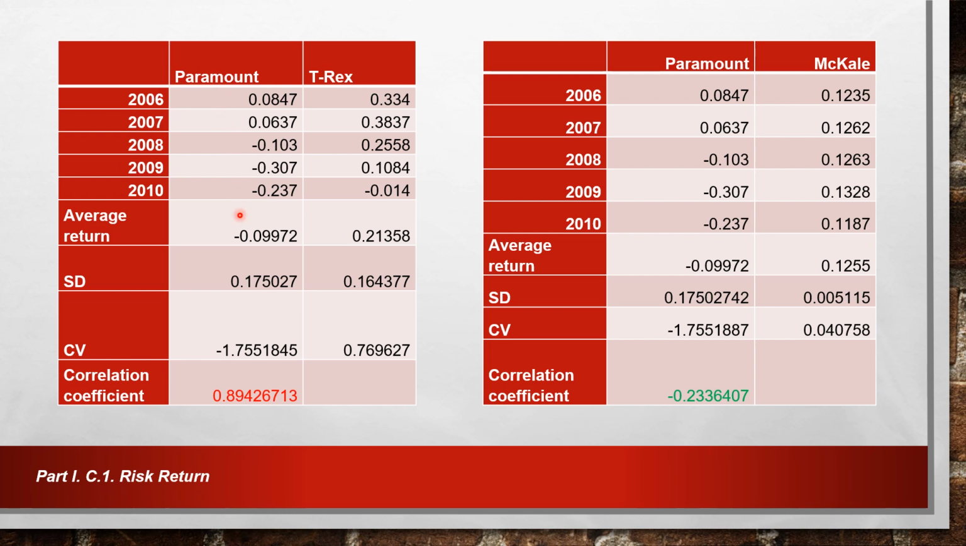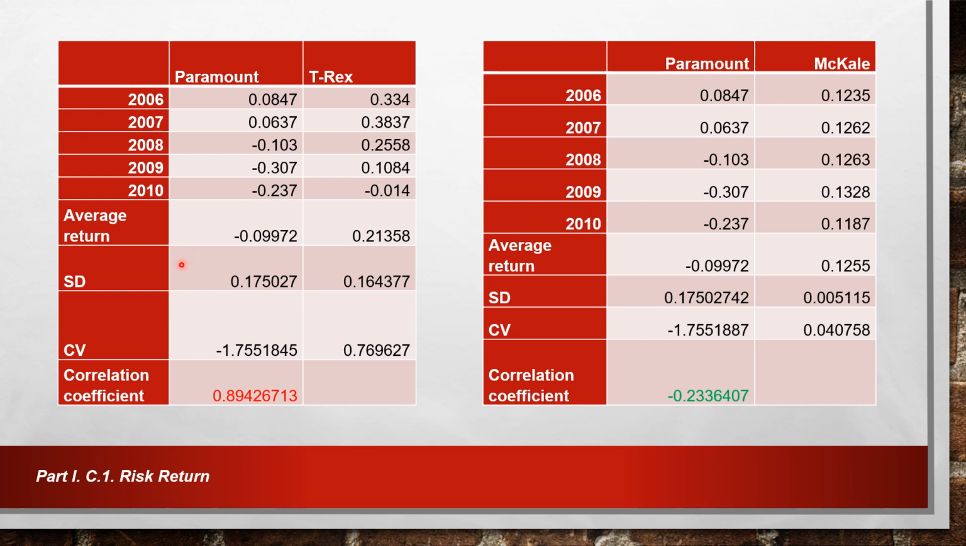Now if we try to eliminate some risk by joining them in a portfolio context, diversifying risk, eliminating the diversifiable risk, we will look at how they are related to each other. Let's look at Paramount and T-Rex. They belong to the same industry, the construction equipment industry. T-Rex is the main competitor of Paramount, as it is also a construction equipment manufacturer. More or less they have the same operations and the same customers. Let's compare them. They have a positive correlation coefficient of 0.89, so Paramount and T-Rex are positively correlated stocks.